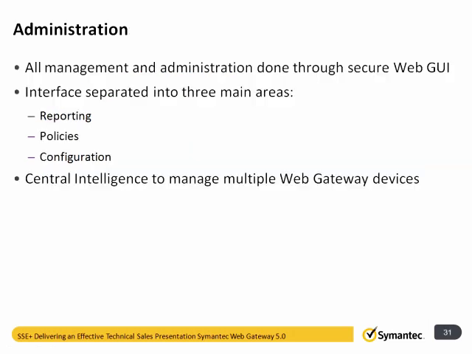All administration of the Web Gateway is done through a secure web user interface. This console is separated into three main areas. There's a reporting area where reports are configured, scheduled, and viewed. There's a policy area where all policy information is configured and stored. And there's a configuration area where all other system settings are configured and stored. In environments where we have multiple web gateways scanning web traffic, one device can be nominated as a central intelligence. This device can then be used to centrally manage policy and reporting data from the other web gateway devices in the environment.